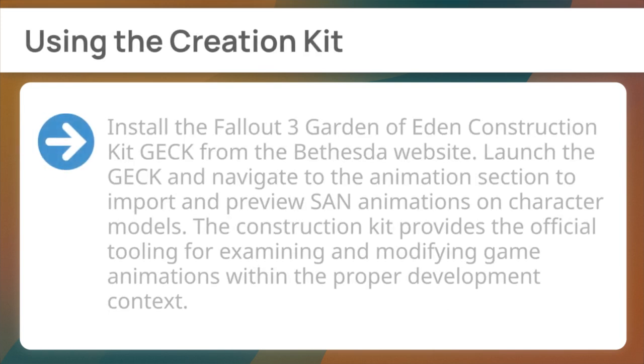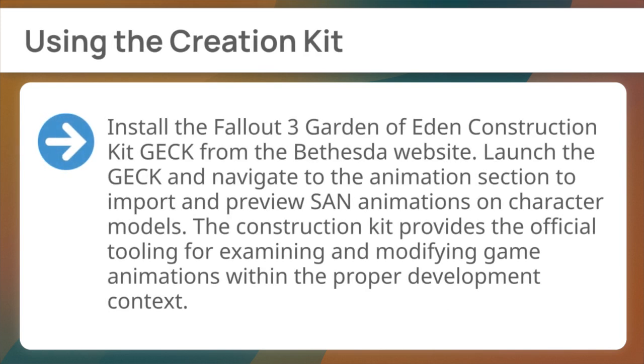Next, using the Creation Kit. Install the Fallout 3 Garden of Eden Construction Kit, G.E.C.K, from the Bethesda website. Launch the G.E.C.K and navigate to the Animation section to import and preview SAN animations on character models. The Construction Kit provides the official tooling for examining and modifying game animations within the proper development context.